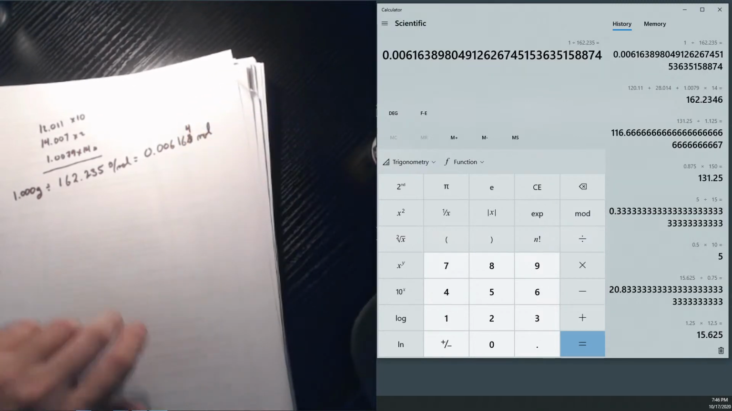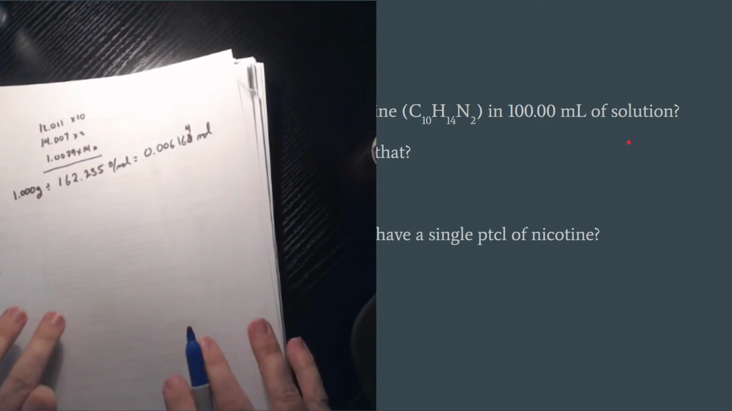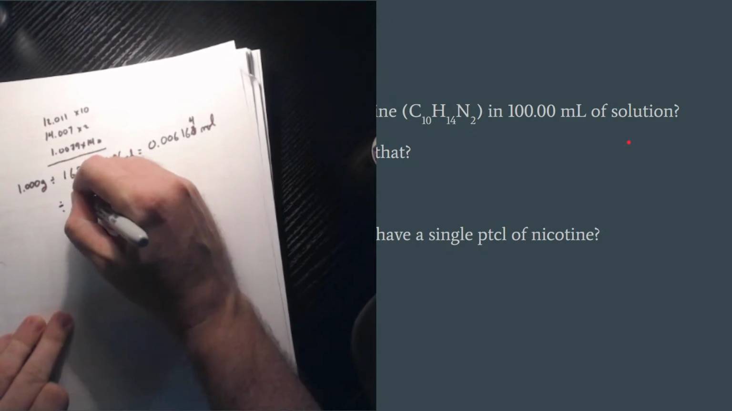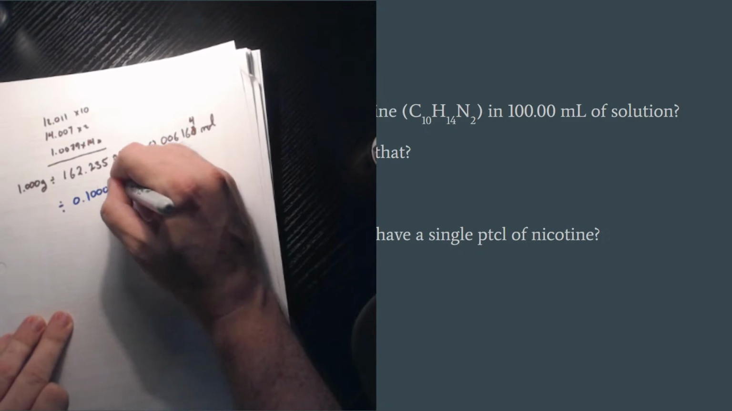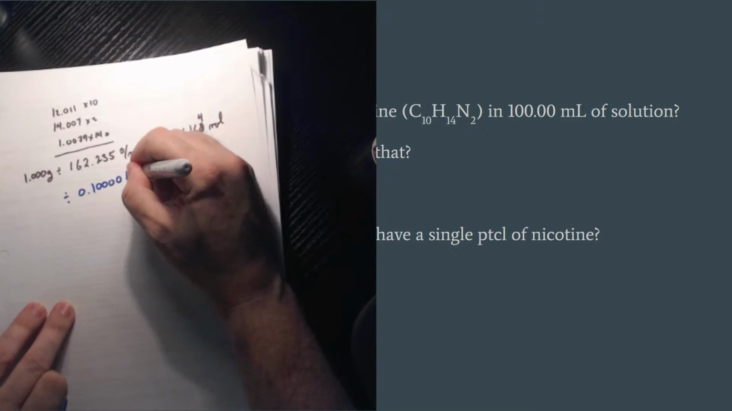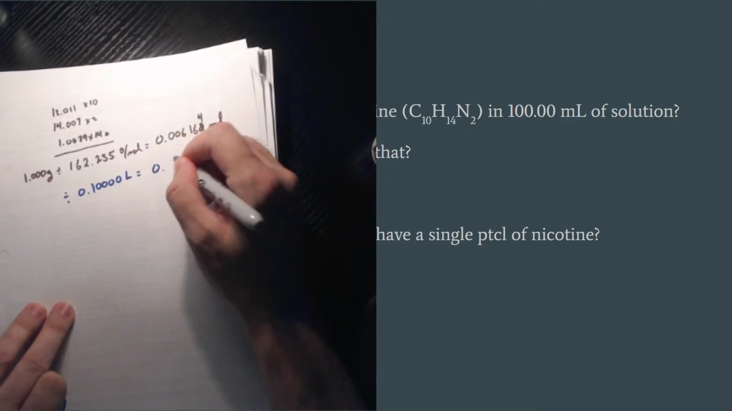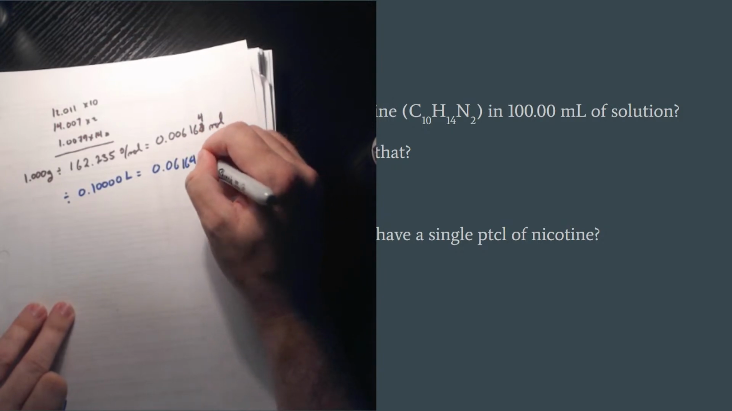Moles of our nicotine. Now I said that is dissolved in 100 mL of our solution. That's what we're looking at right there. So we divide that by 0.10000 liters. Don't forget, when you're doing a calculation like this, you have to convert it to liters first. That's going to get us a concentration of 0.06164 molar.